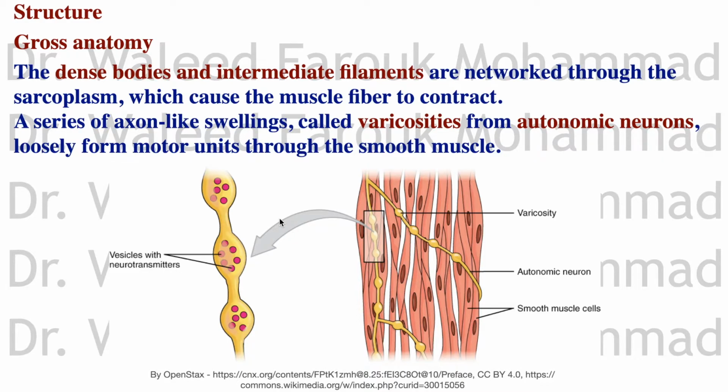On top there is a series of axon-like swellings called varicosities. These are vesicles connected by autonomic neurons, and the vesicles are filled up with neurotransmitters for spreading the impulse all over the muscle cells, so causing the contraction of the muscle. This is called the motor unit of the smooth muscle.